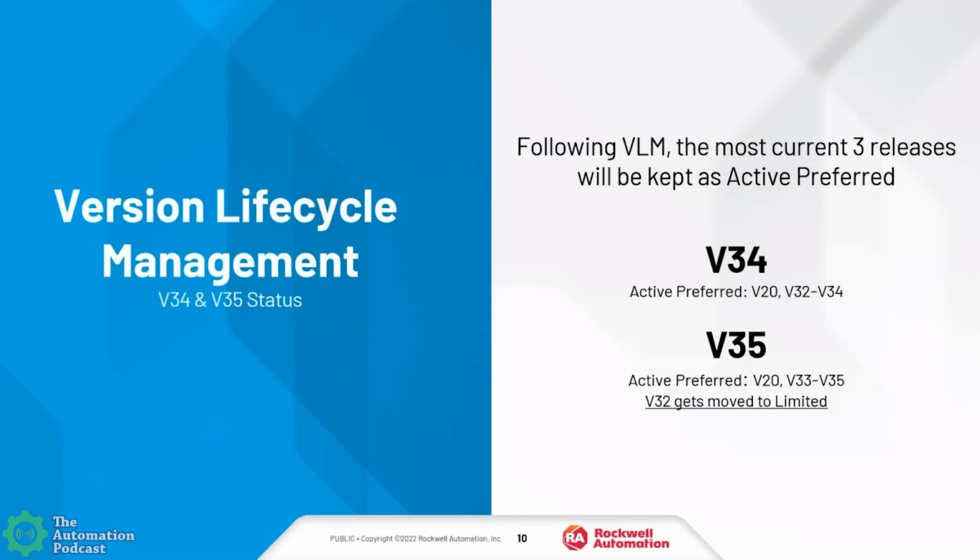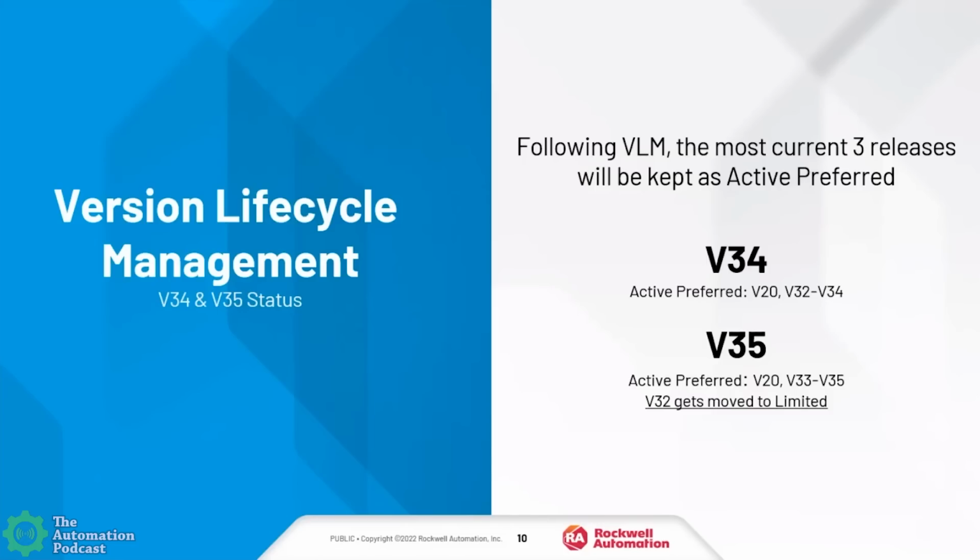So unless you absolutely need a download for that, you would have to contact remote support to get that version of software as soon as version 35 is released. So if you need it, get it sooner rather than later before that gets moved. As well as changing those active preferred versions to be version 20. And then the shift really goes to 33, 34, and 35. So this will stay as the current version lifecycle management until version 36, so on and so on.